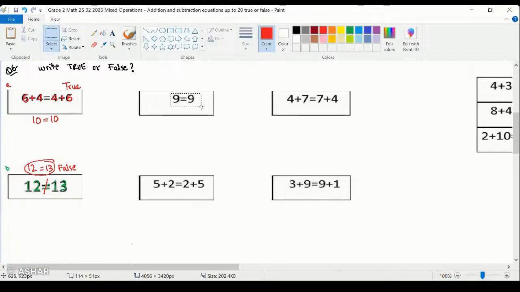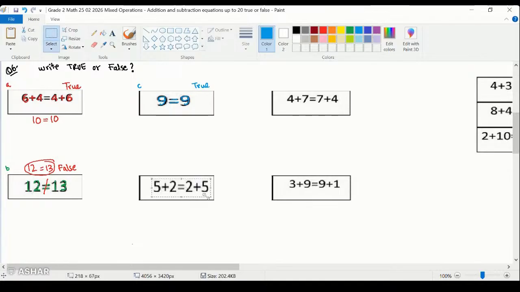What about 9 equals to 9? Part C. This is true because 9 will always be equals to 9. Agreed?